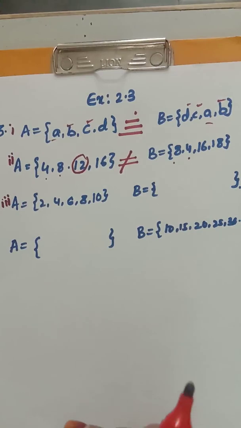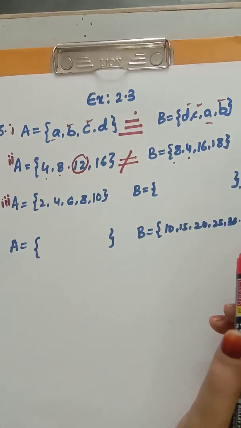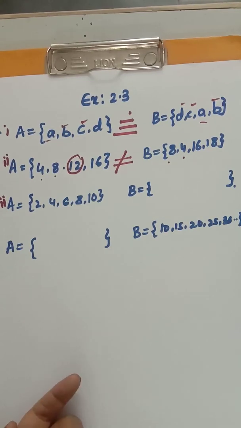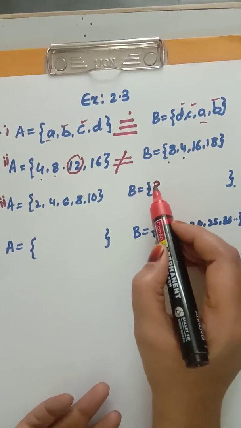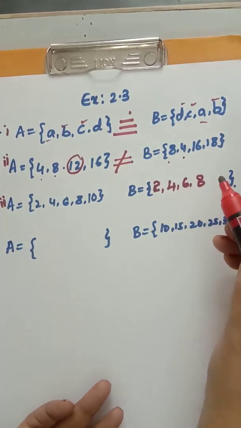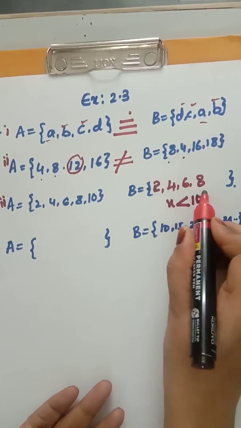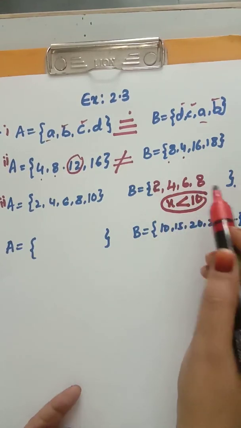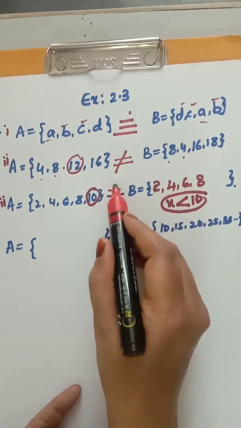Third one. A is equal to 2, 4, 6, 8, 10 and B is x, given in set builder form: x such that x is a positive even integer and x is less than 10. Even integers less than 10 are 2, 4, 6, 8. 10 is not included because x is less than 10. So what do you notice? Here 10 is there and 10 is not there in the second set, that is B. So this is also not equal.